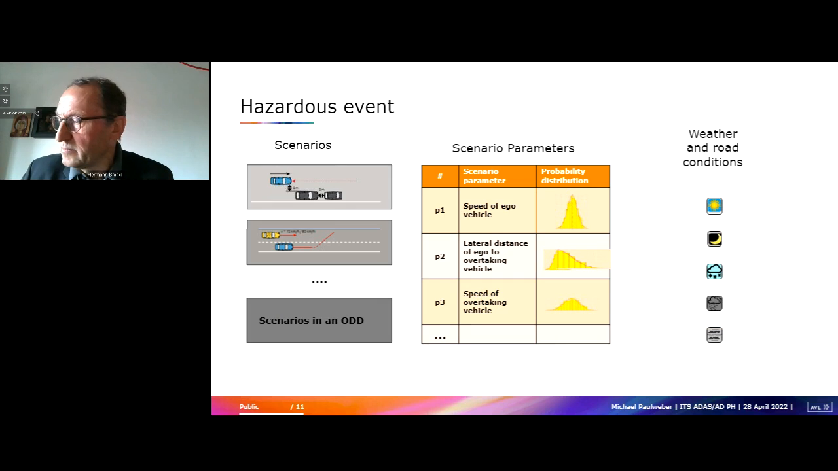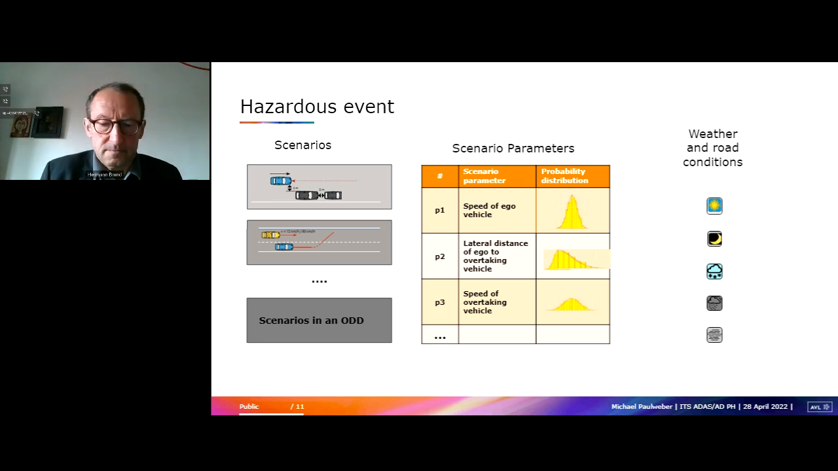And in addition, you also have to collect what the weather and road conditions are for which these probability density functions occur. Because you can imagine, if you drive on a sunny day on a dry road, you perform differently in the same traffic situation than when you drive in heavy snowfall on an icy road. And then this probability density function will look completely different.